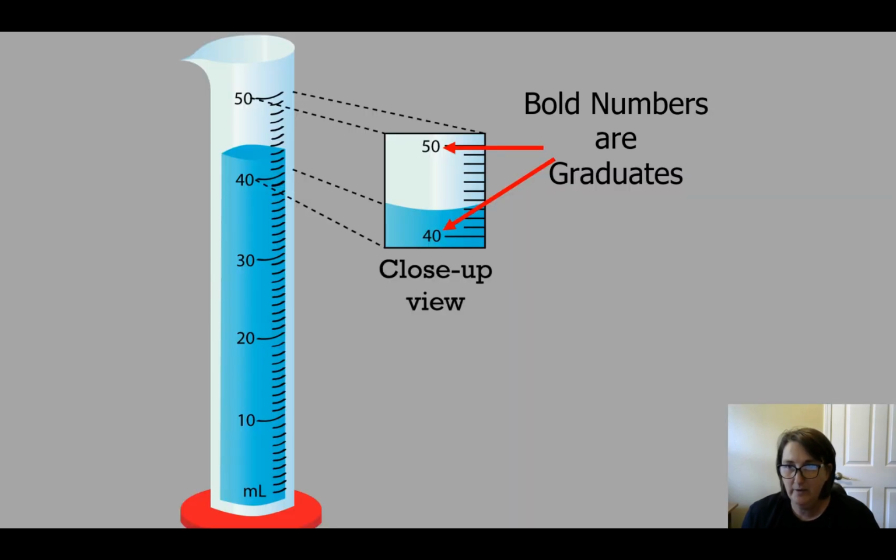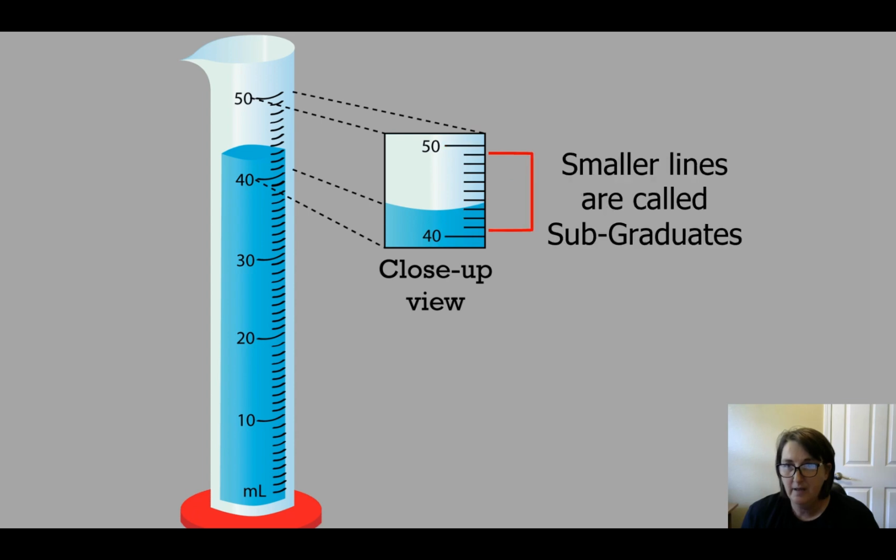So here I have the bold numbers. These are graduates, so 40, 30, 20, 10, 50. These are your big graduate numbers. The small lines in between, these are subgraduates. So these are kind of like the smaller numbers within that volume.